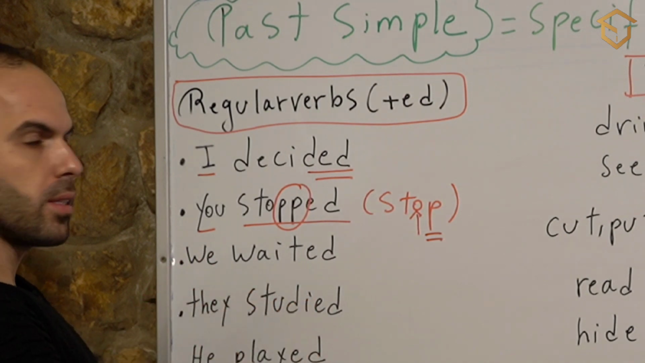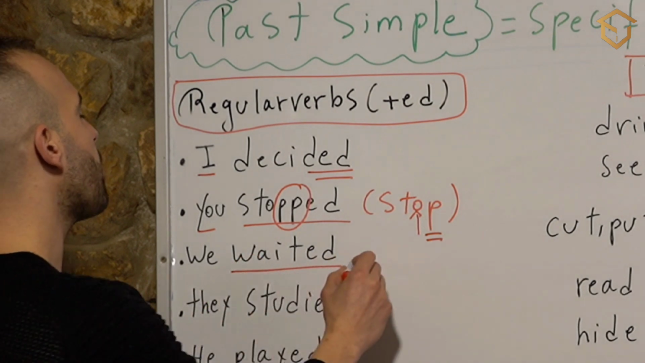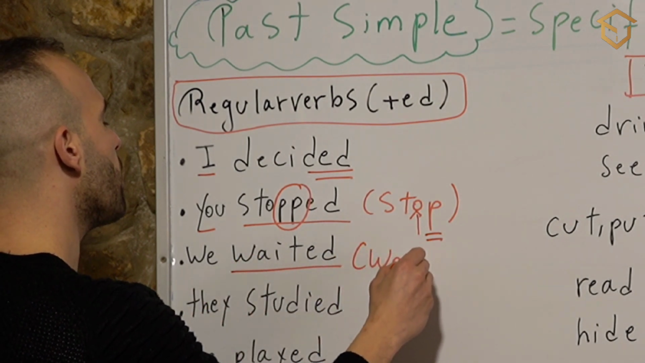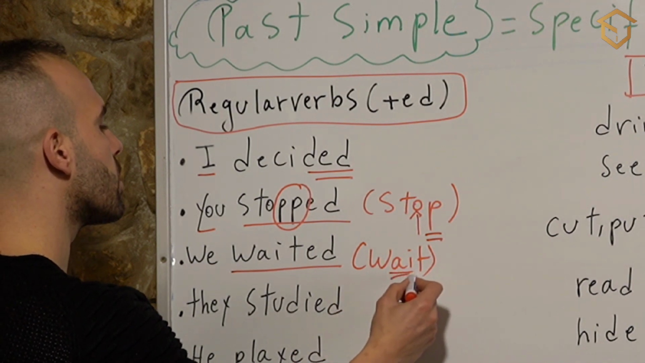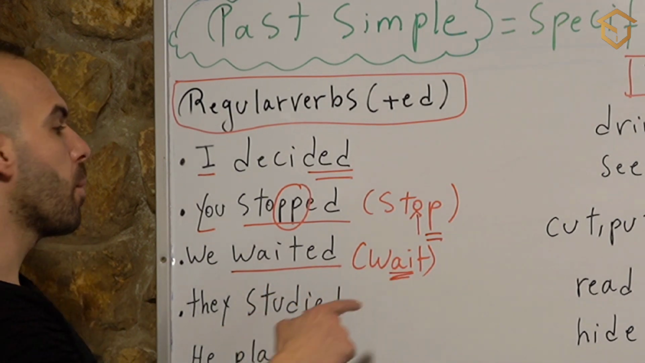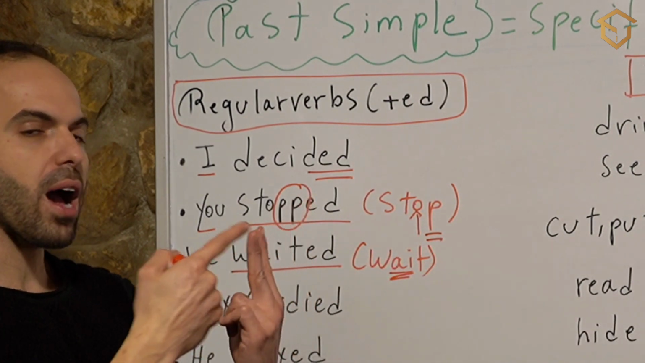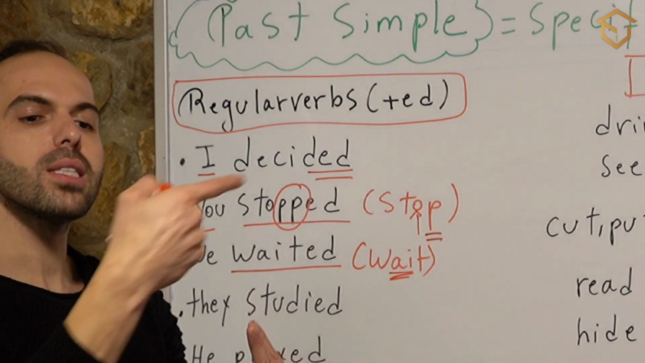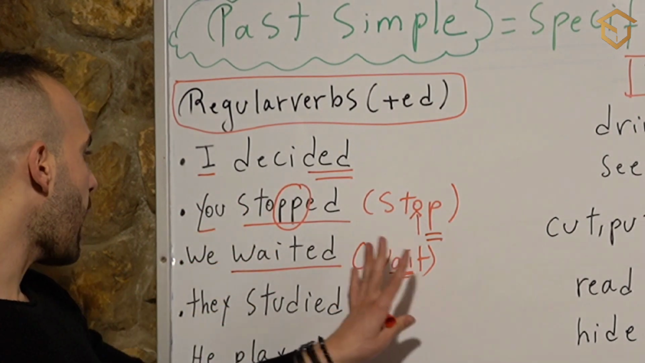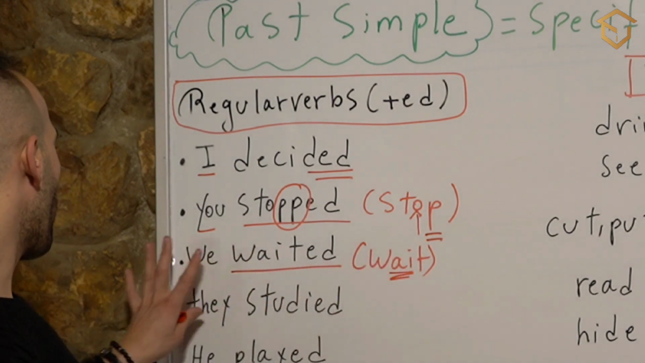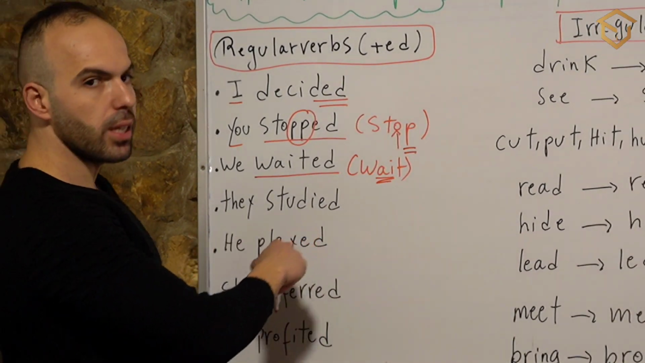We waited. In the case of waited, as you can see, we didn't double the T, so the original form is wait. As you can see, we have two vowels that come before the last letter. So when you have two vowels in a row, you can't double the last one. It's impossible to double it. So it stays as it is. So we waited.